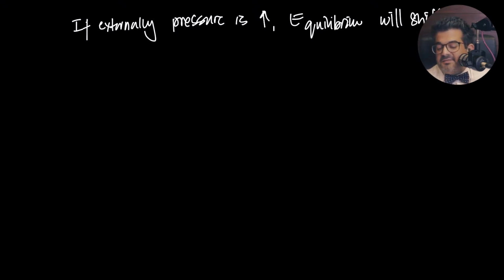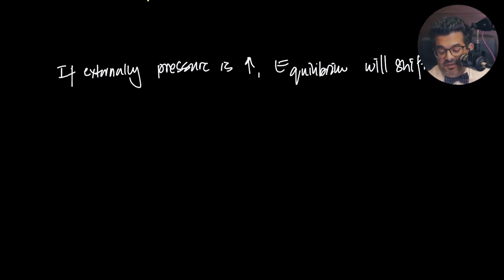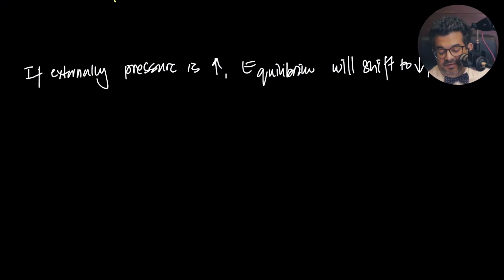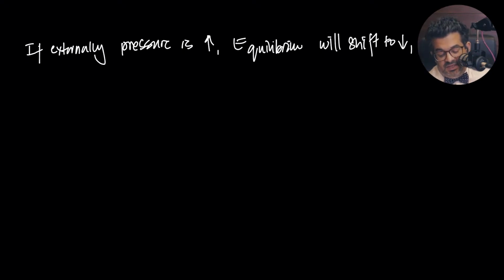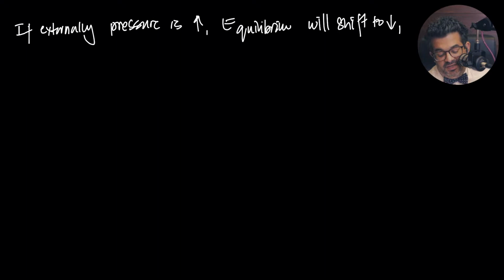And I'll spell it out for you later. You can Google it also. But so far, that's what I'm saying: if pressure is increased, the equilibrium will try to shift to decrease pressure. Remember that. The equilibrium will want to decrease pressure. That's the thing.